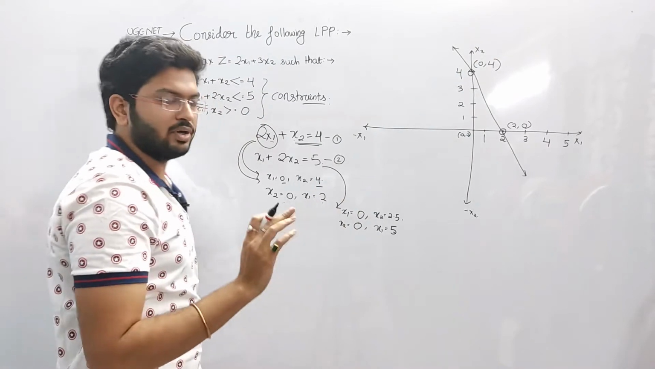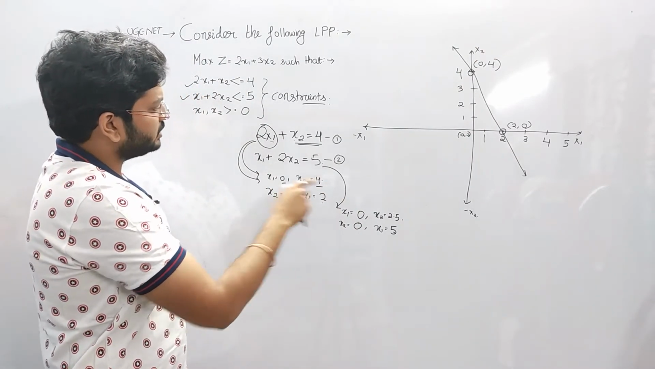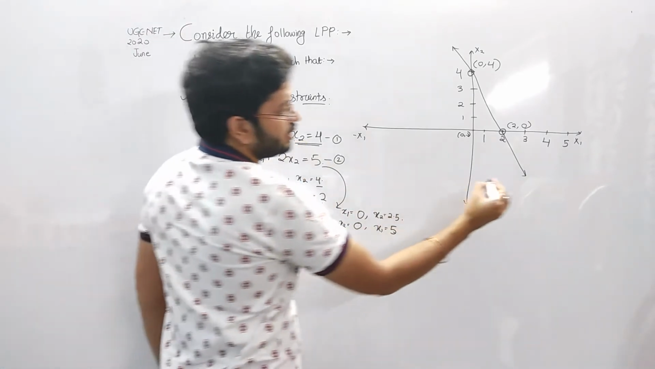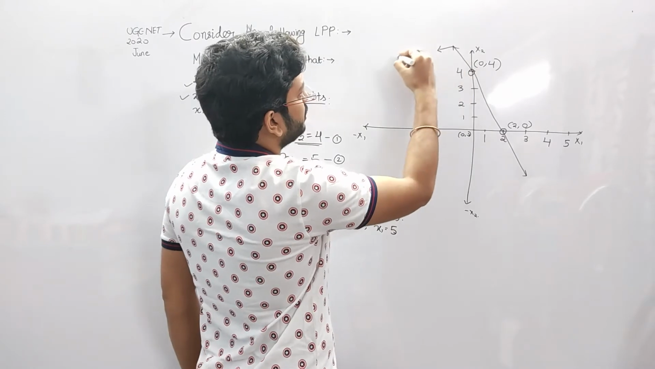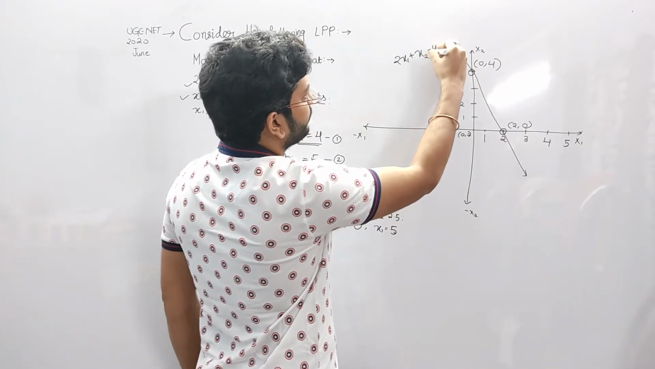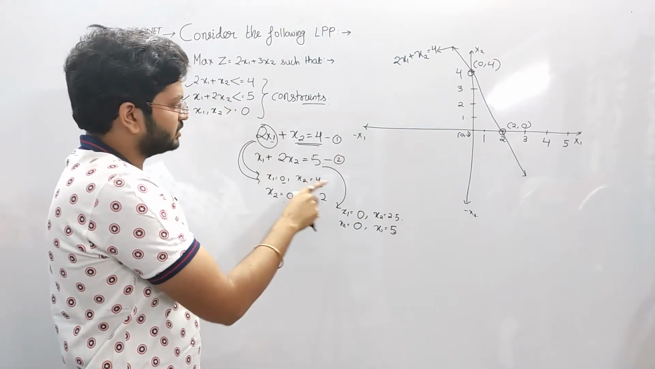Simply I have joined these 2 points, and these points are for the equation. This one is for this equation 2x1 plus x2 equal to 4. That is, this line is for 2x1 plus x2 equal to 4. Okay, 2x1 plus x2 equal to 4. Now coming to the second equation.